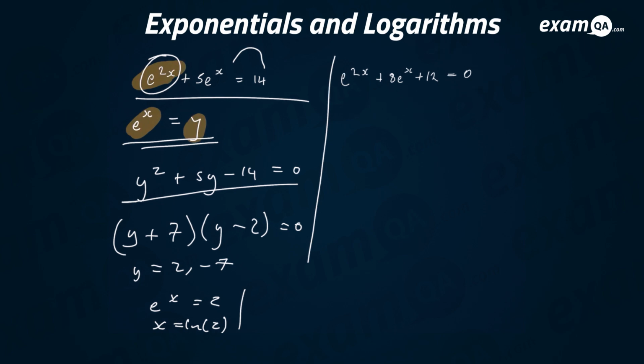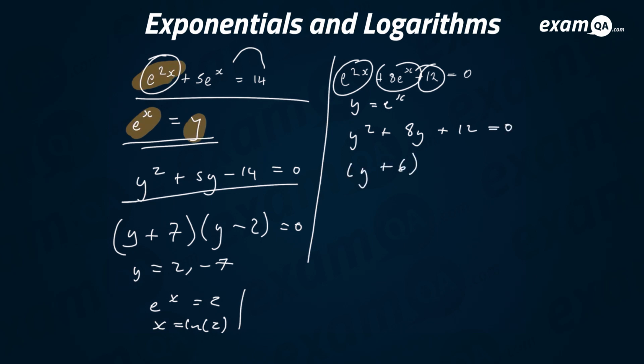Straight away we say y equals e to the power of x. So that would turn into y squared plus 8y plus 12 equals 0, and you just solve that like a normal quadratic. y equals minus 6, and y equals minus 2. It looks like this question has no roots, which is strange, but that's fine.